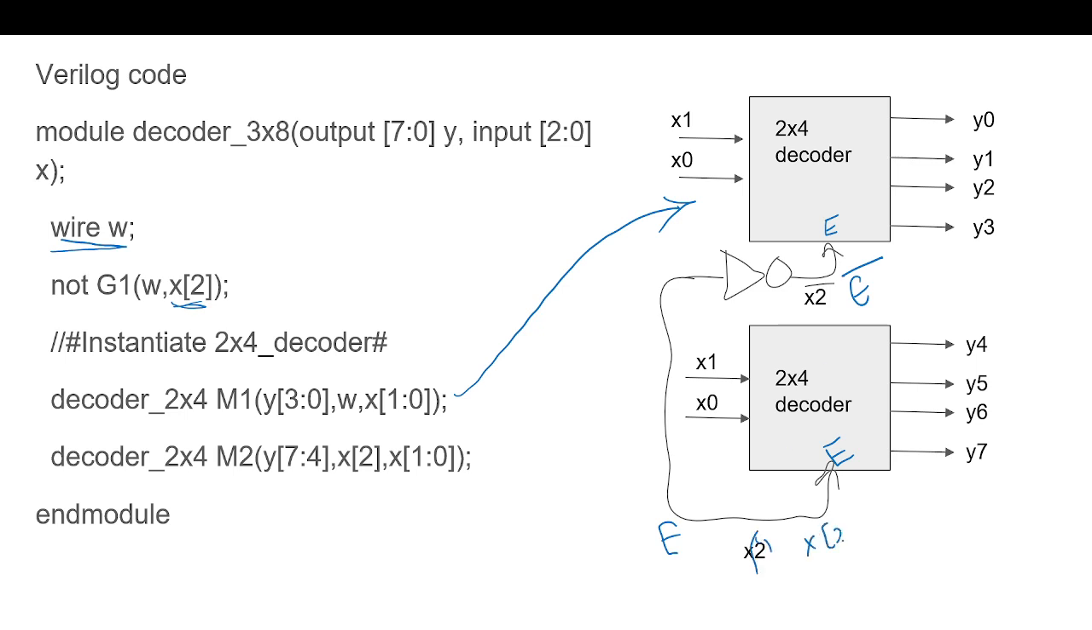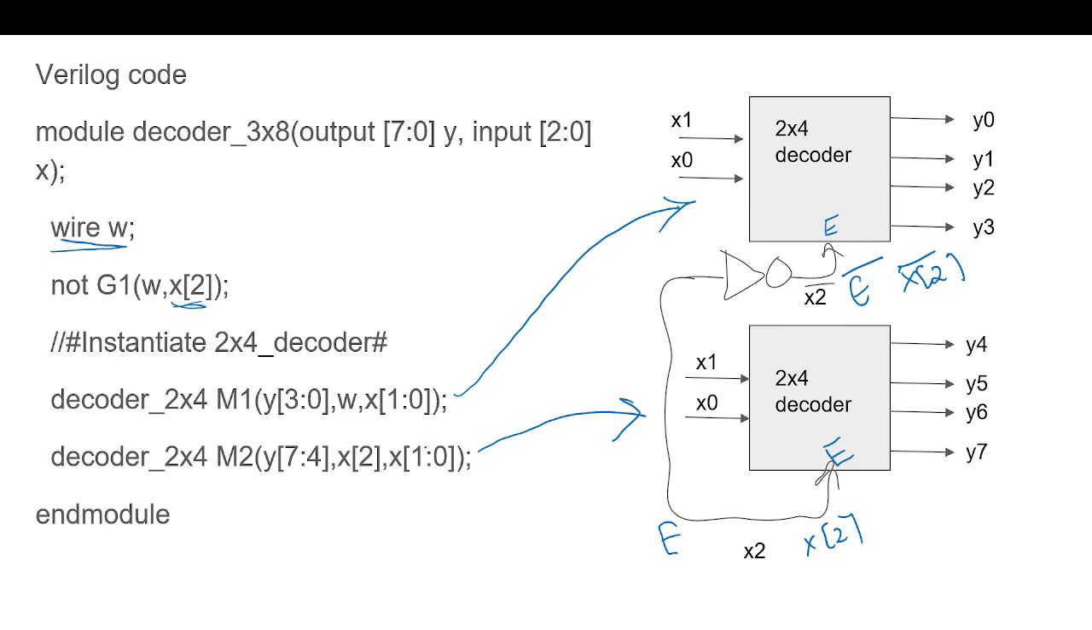Like x of 2 and here x of 2 complement. And then the second decoder I am instantiating here. Here I am getting output from y0 down to y3, and here y4 down to y7. My inputs are x1 and x0, and my enable signal is x of 2.